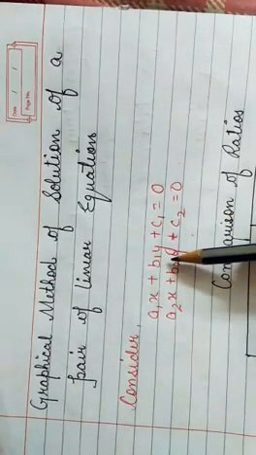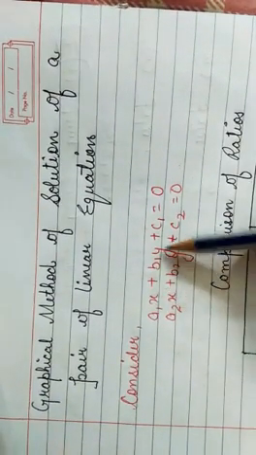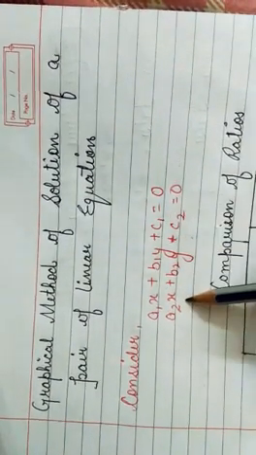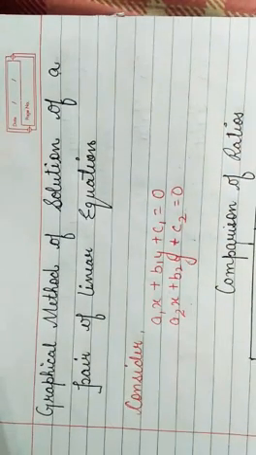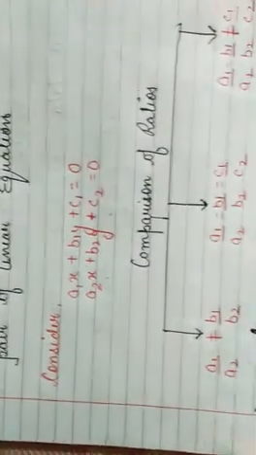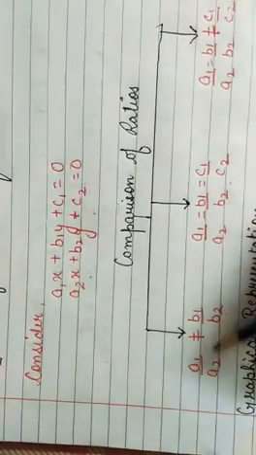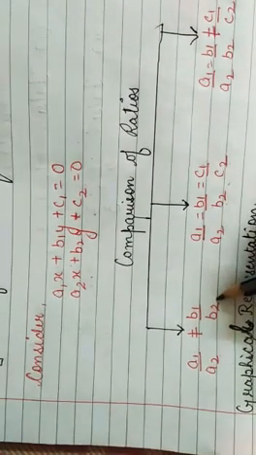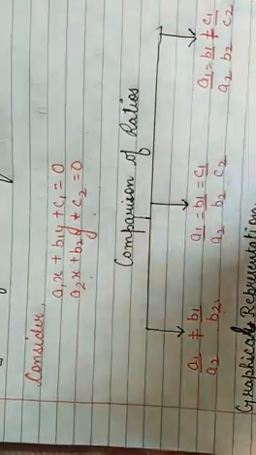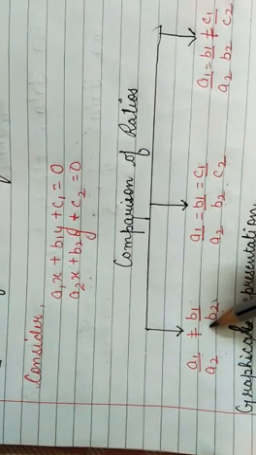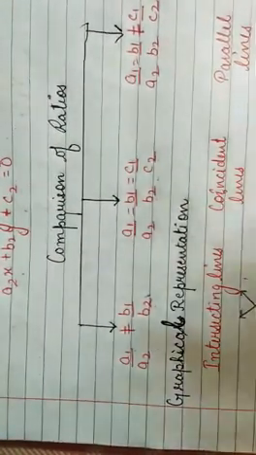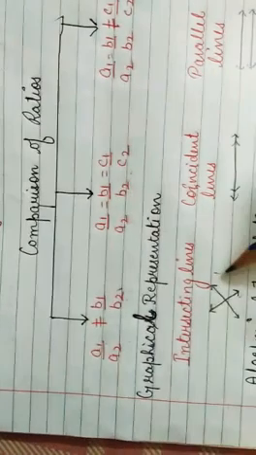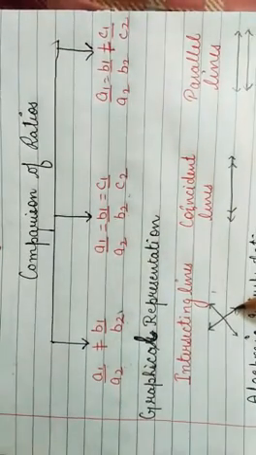Let us consider two linear equations, a1x plus b1y plus c1 equals 0 and a2x plus b2y plus c2 equals 0. How will we proceed? We have to compare the ratios of coefficients, that is a1 upon a2, b1 upon b2 and c1 upon c2. If a1 upon a2 is not equal to b1 upon b2, then the graphical representation will be intersecting lines, in this way.